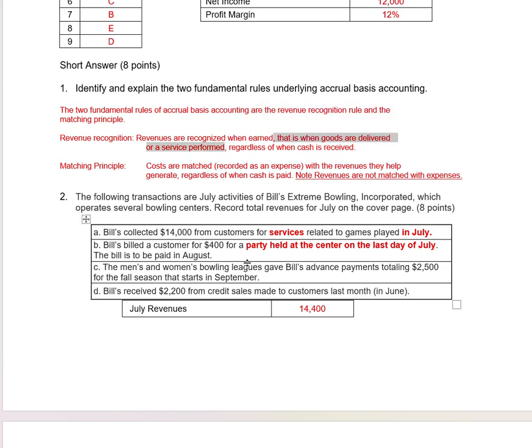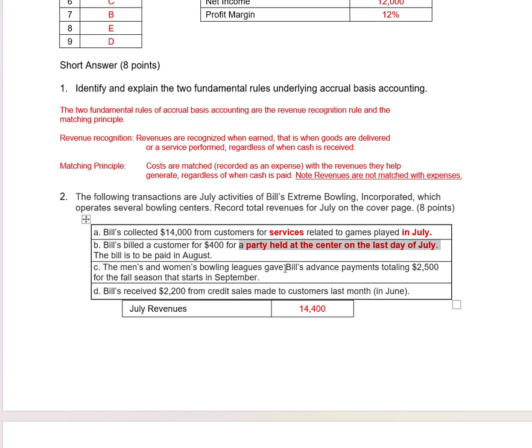For number 2, we had to calculate the revenues for July. So that's when we perform a service or deliver goods. A, we had services in July, a revenue for July. A customer held a party at the center on the last day of July. The service was performed in July. This is a revenue for July.